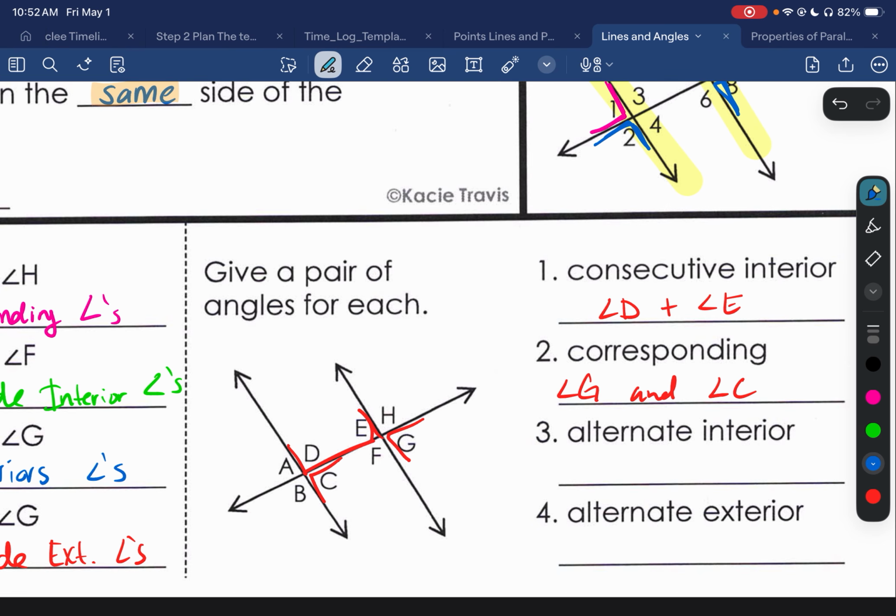Sorry, different colors, guys. Alternate interior angles. Alternate means opposite sides. Interior means inside. So if I said D, which one matches with D as an interior angle? That's opposite. F, angle D and angle F. Lastly, we got alternate exterior angles. So get a different color. Alternate means opposite sides. Exterior means on the outside. So if I chose B, what's on the opposite outside? H. Angle B and angle H. All right, that concludes your notes.